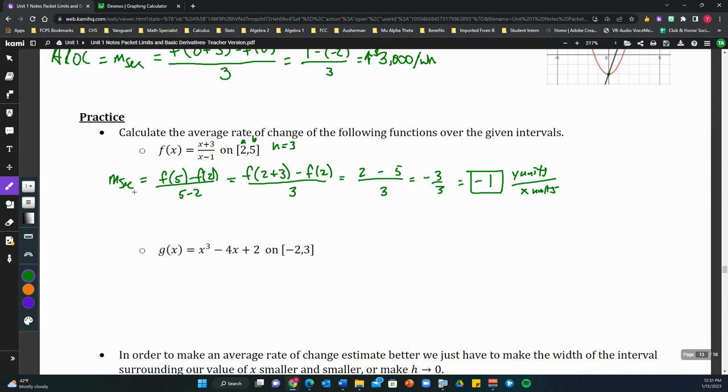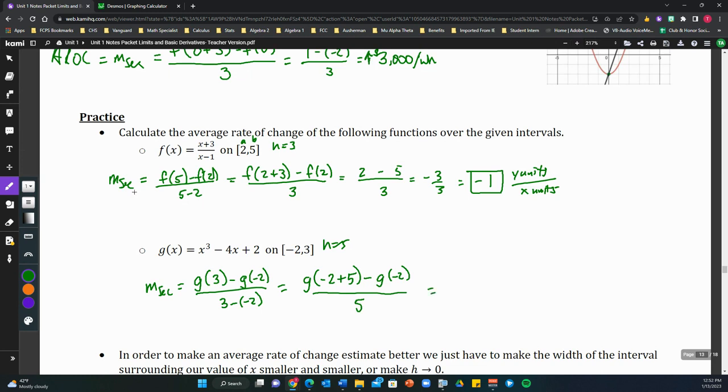Okay, and for the second one, same idea. So let's find the slope of the secant line. So this would be g of 3 minus g of negative 2 all over 3 minus negative 2, or those a and b values are 5 units apart. So we could really say g of negative 2 plus 5 minus g of negative 2 over 5. So either way, g of 3, I would need to substitute that in. So that's going to give me 27 minus 12 plus 2, or 17, minus, plug negative 2 in, that gives me negative 8 plus 8 plus 2. So we get positive 2. And then on bottom, we've got 5. So 15 divided by 5, or an average rate of change of 3 units.